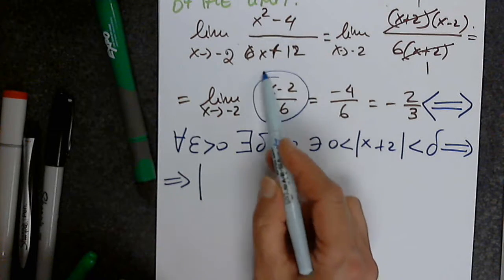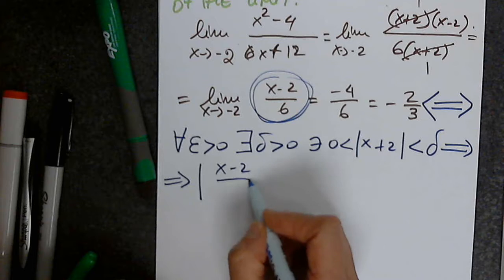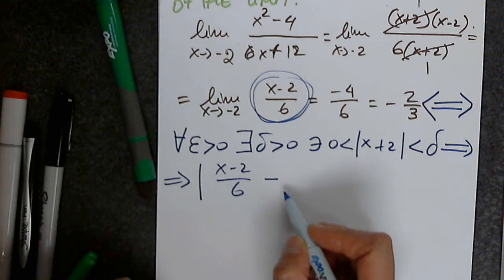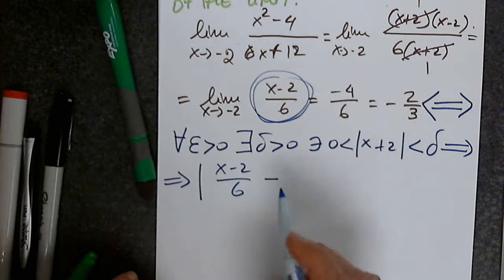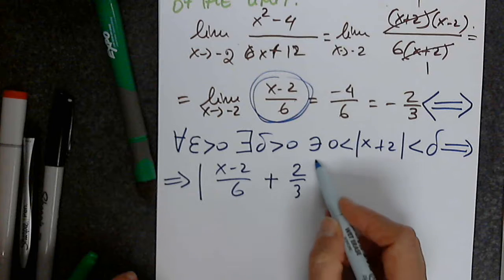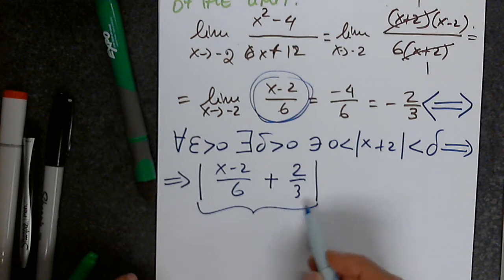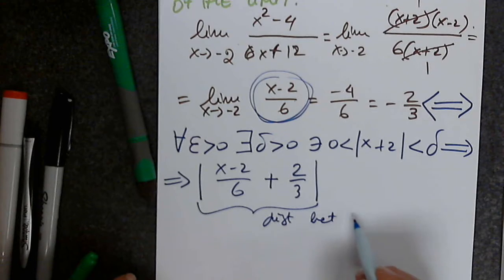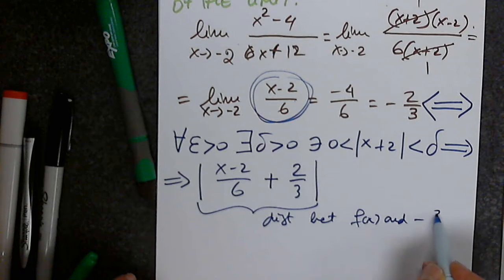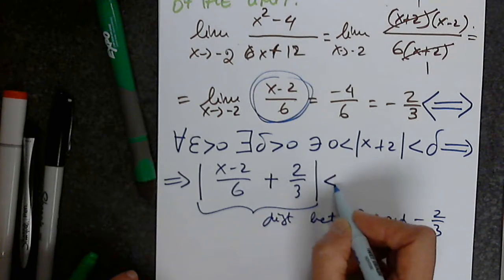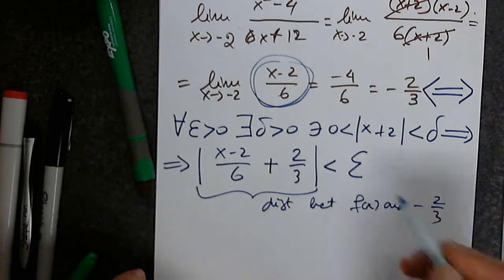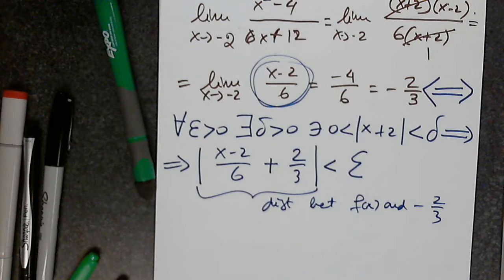no, we simplified it. x minus 2 over 6, minus the limit. The distance between this expression and the limit, plus 2/3 in absolute value, which is the distance. This is how we write the distance between f of x and -2/3, which must be less than epsilon. Excellent. Now I think we shed some light, and it's not as difficult as it seemed at first.